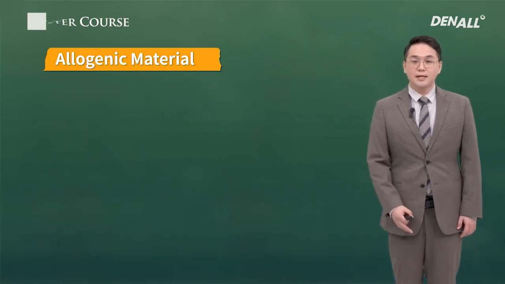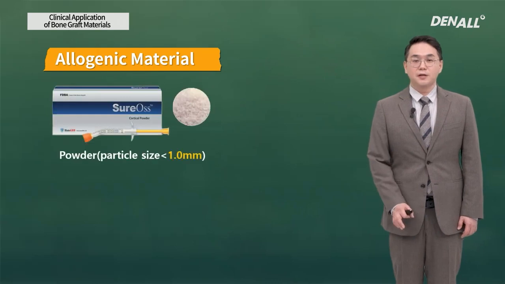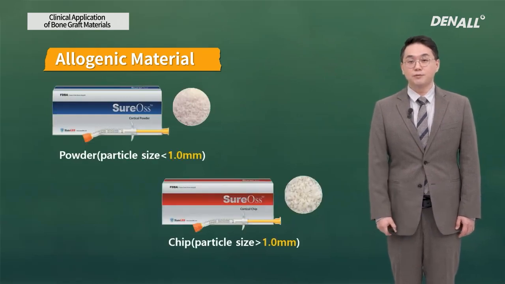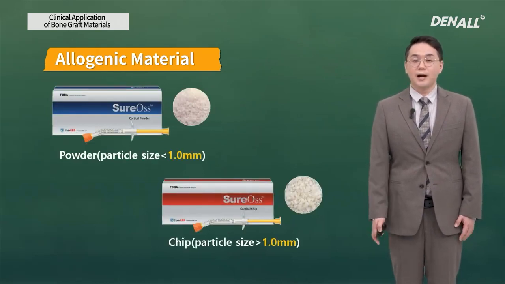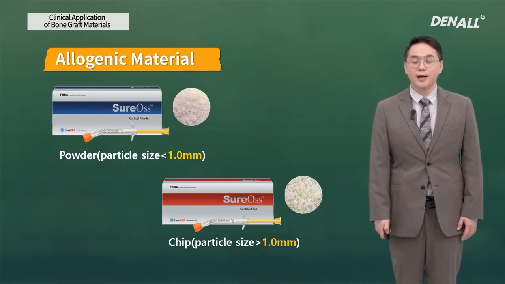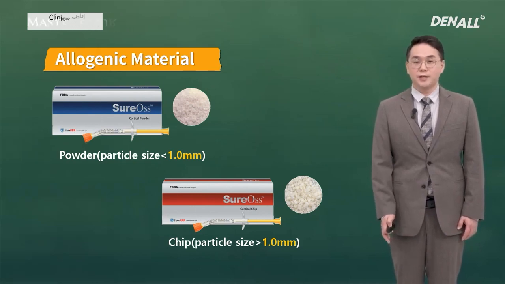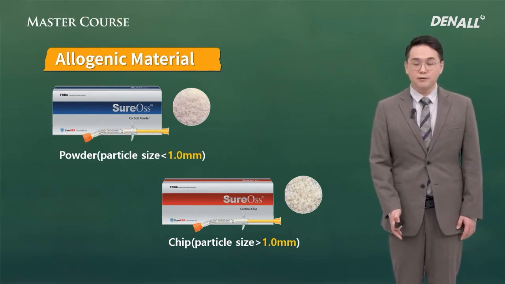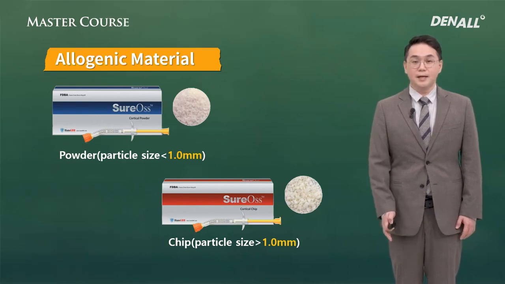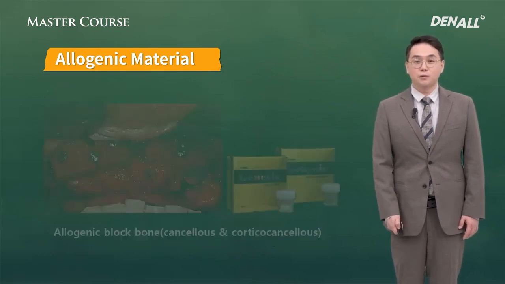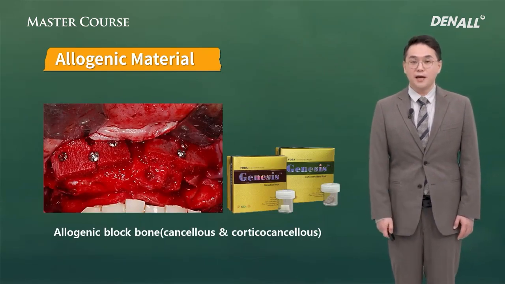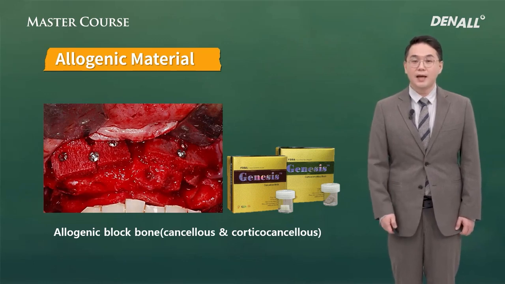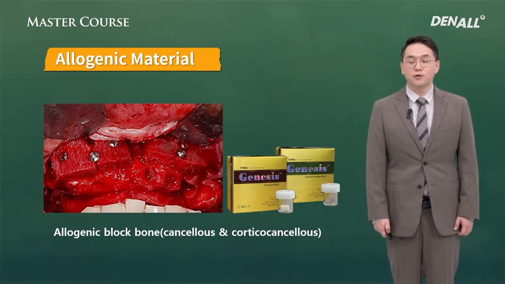FDBA can be in the powder form or a chip form, depending on the size of particles. If it is bigger than 1 millimeter, it is a large particle, chip type, and if it is less than that, it is a powder type. The allogenic material can be processed in a block type. It can replace the autogenous bone.